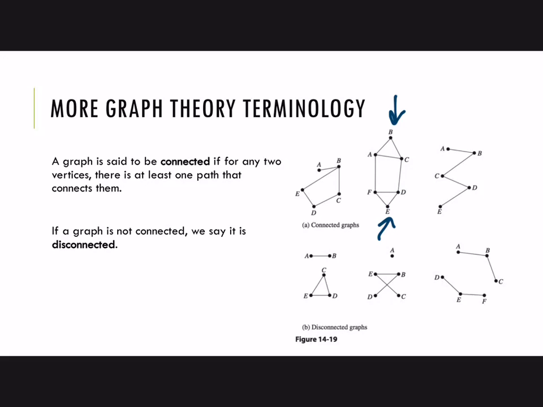Now that would have to be true not just for a single pair of vertices, but it would have to be true for every pair of 2 vertices. So I'd also have to check A and D, see if there's a path to get to those. And A and C, A and F, B and F, B and D, every possible combination of 2 vertices. So that could be kind of time consuming. There is a quicker way to figure this out.